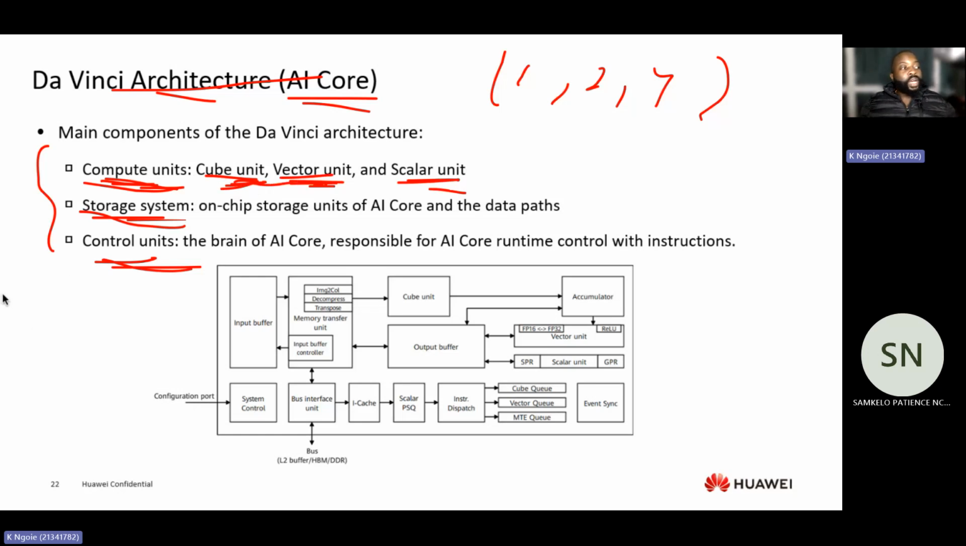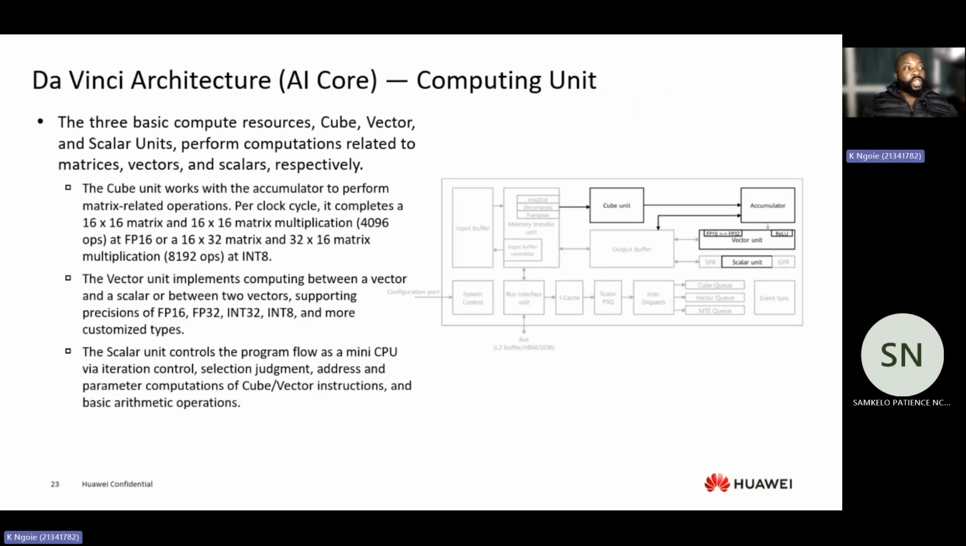All right. Then we have a storage unit. The storage unit will have an on-chip storage unit, which is the storage of the AI core itself, and will store whatever information needs to be stored. And then the last one is the control unit, which is basically the brain of the AI core. It is responsible for all the operations happening in the AI core.